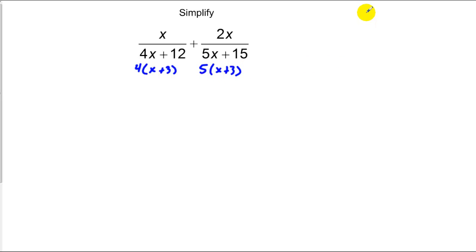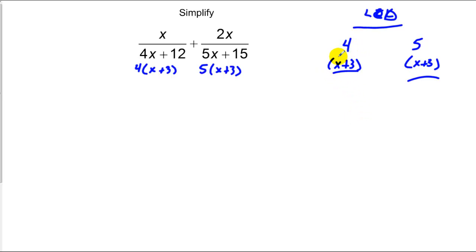So again, trying to find my LCD, you'll notice I have these constants of 4 and 5. And then I have no isolated variables, but I have these polynomials. So I need the x plus 3's definitely, and then I need a 4 and I need a 5. So my LCD in this case is the 20 from the 4 and the 5 and this x plus 3 term. So I'll re-represent that.